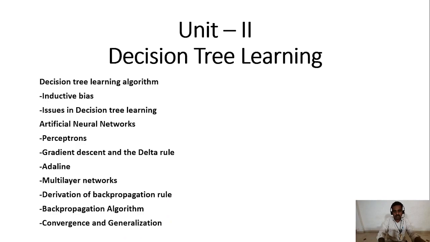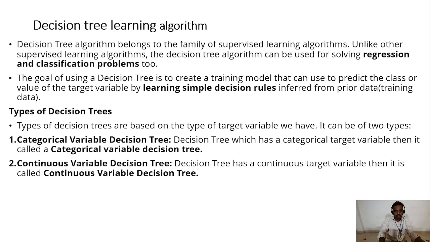Next one, decision tree algorithm. So what is the decision tree algorithm? The decision tree belongs to the family of supervised learning algorithms. Unlike other supervised learning algorithms, the decision tree algorithm can be used for solving regression and classification problems too. The goal of using decision tree algorithm is to create a training model that can be used to predict the class or values of the target variable by learning simple decision rules inferred from prior data, the training data.